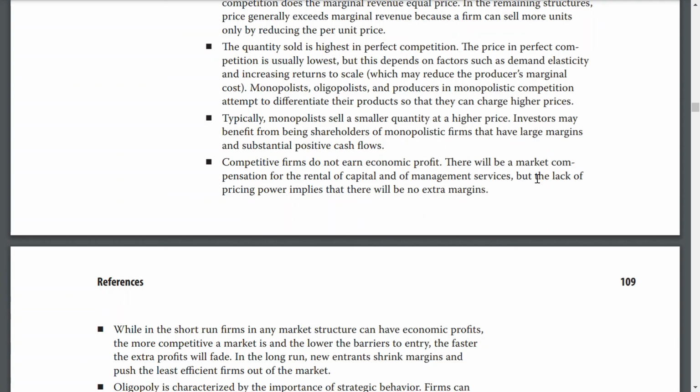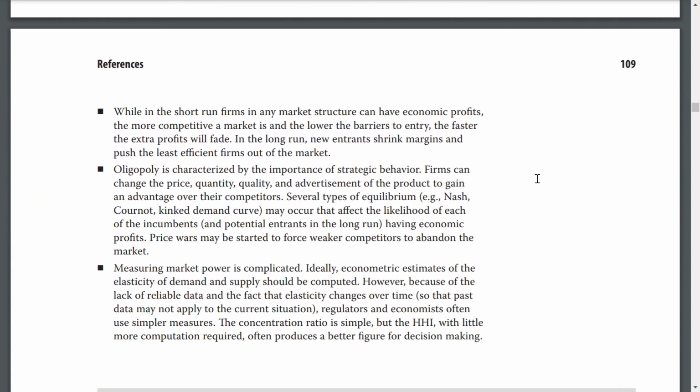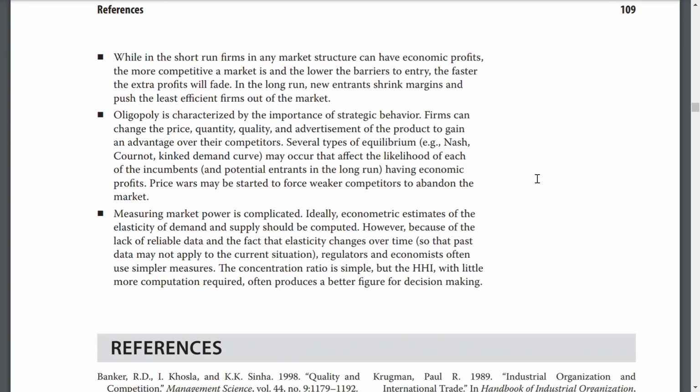Competitive firms do not earn economic profits. There will be a market compensation for the capital and management services, but the lack of pricing power implies that there will be no extra margins. While in the short run firms in any market structure may have economic profits, the more competitive a market is and the lower the barriers to entry, the faster the extra profits will fade. In the long run, new entries shrink margins and push the least efficient firms out of the market.